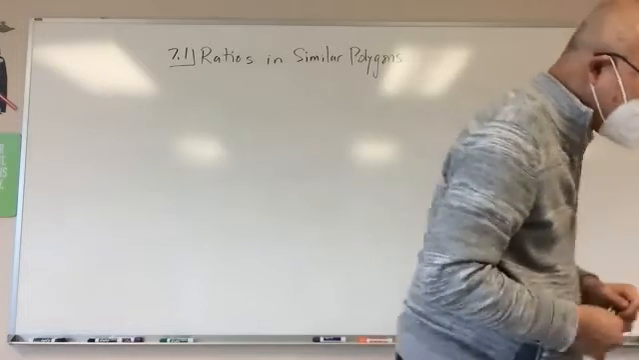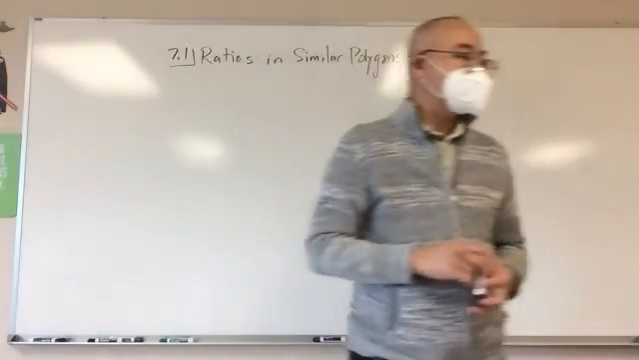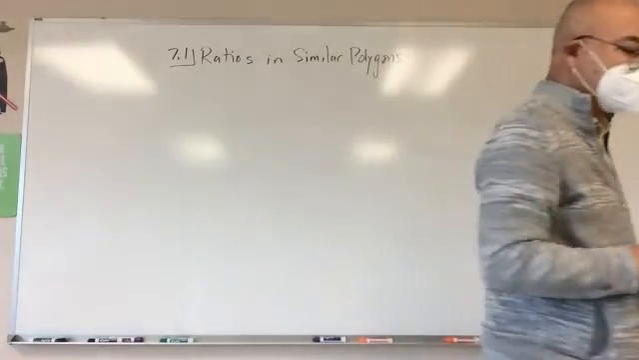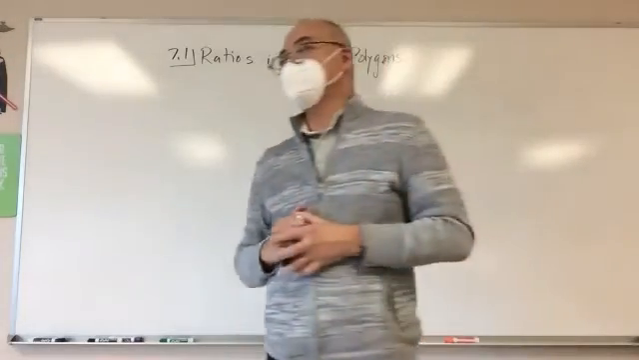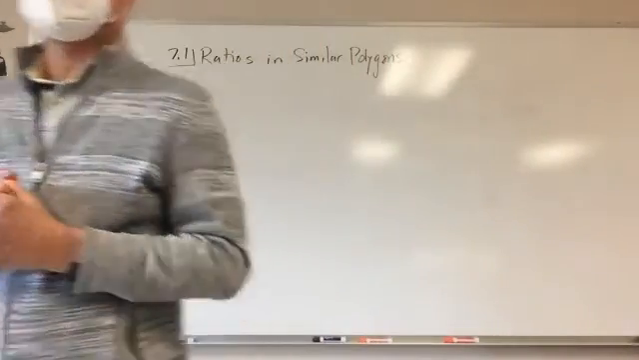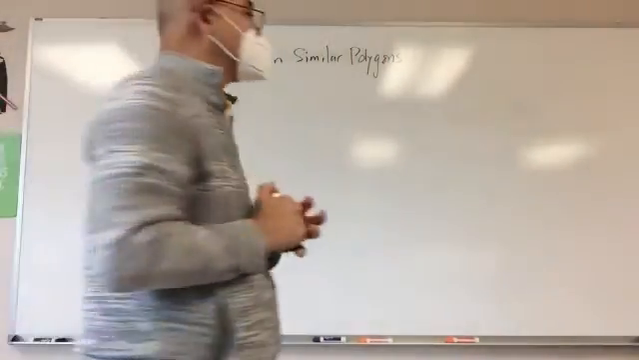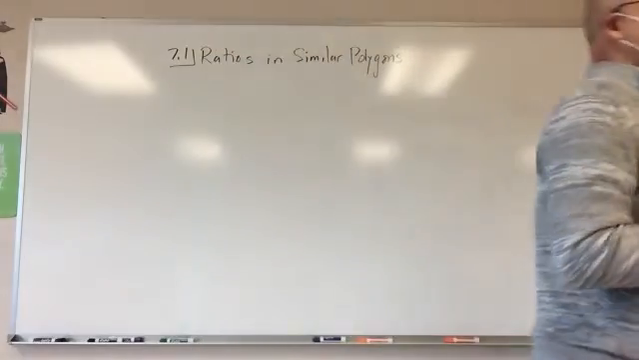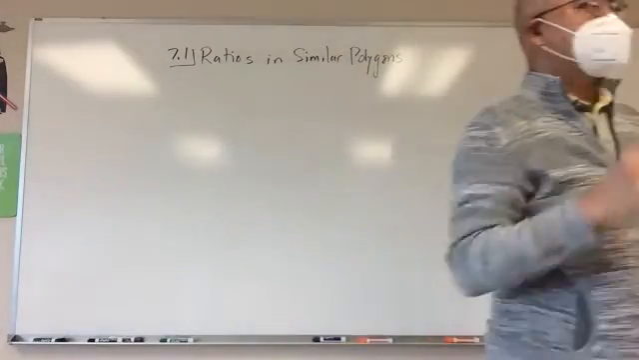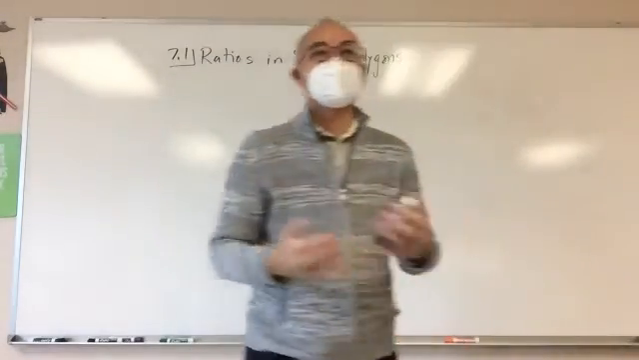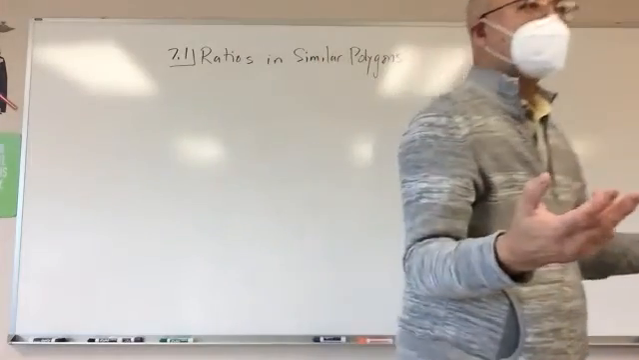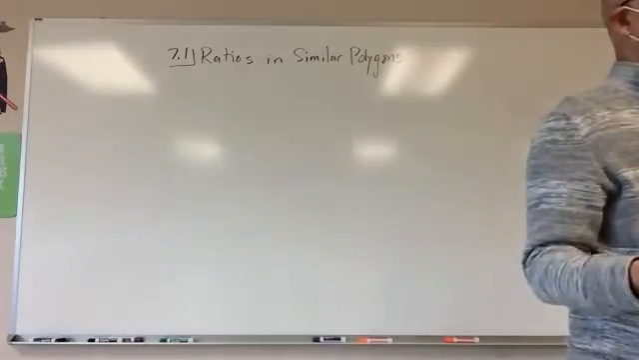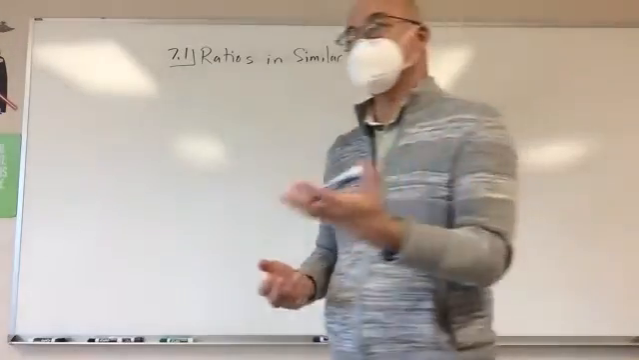7.1, let's go to page 466, ratios in similar polygons. Anybody tell me what a similar polygon is? And what is it different from? What have we talked about so far when we talked about polygons or triangles? We talked about congruent ones, right? We talked about congruent triangles, right?